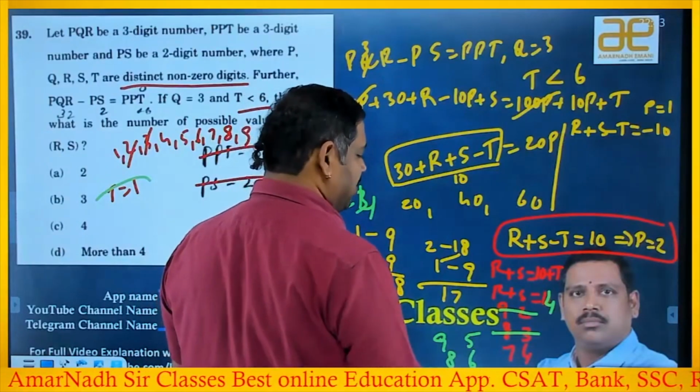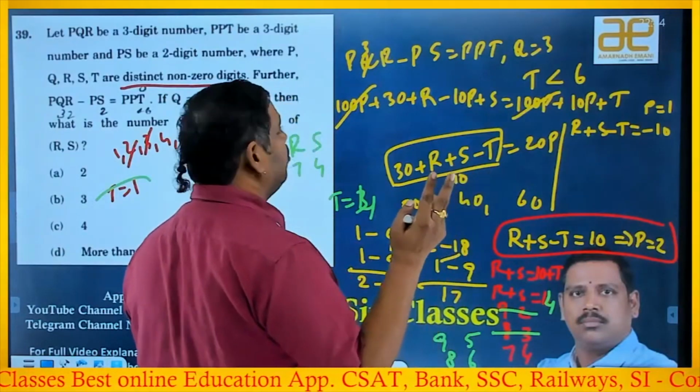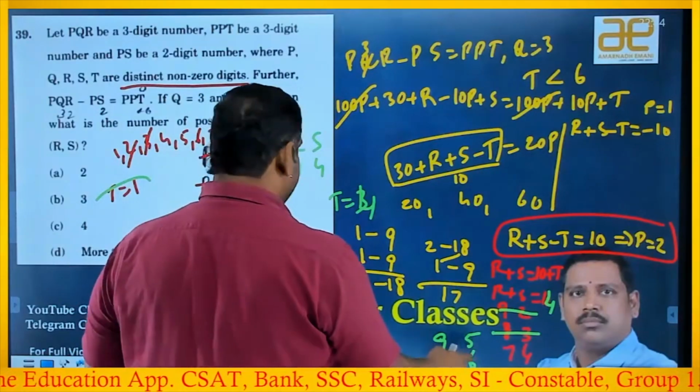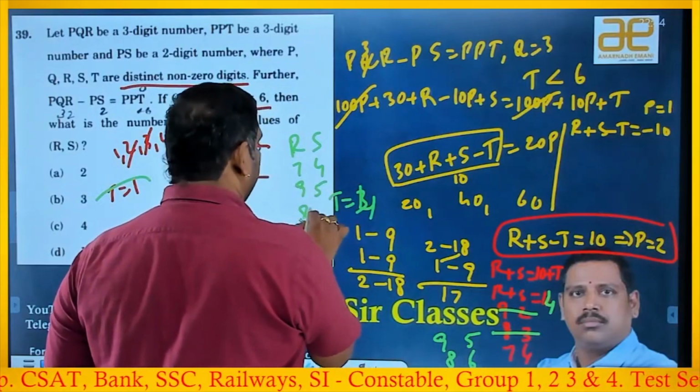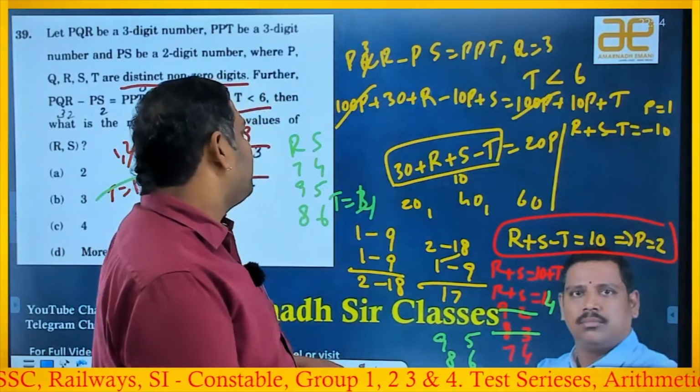Any other possibility? 7 and 7 is another possibility, which is not a possibility because 7 and 7 means both are equal, and all are distinct. That should not be. 9 and 5 are vacant, fine. 8 and 6 are also vacant. So it can take 9, 5 and 8, 6 also. Okay, fine. Now T is equal to 5 if I take.